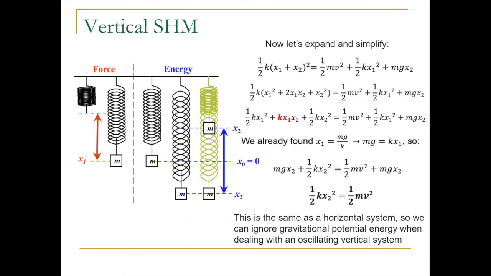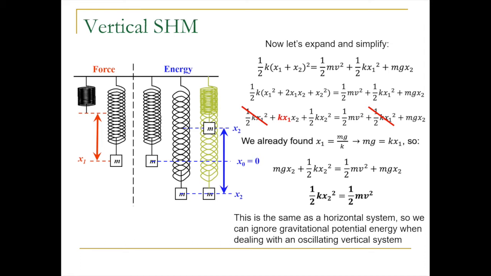Now let's take this equation and play with it a little more. I'm going to take this squared binomial and I'm actually going to expand it out. And when I do so, I'm going to end up with two terms on the left and right side of the equation that will cancel out. And in this case, it's the 1/2 kx1 squared.